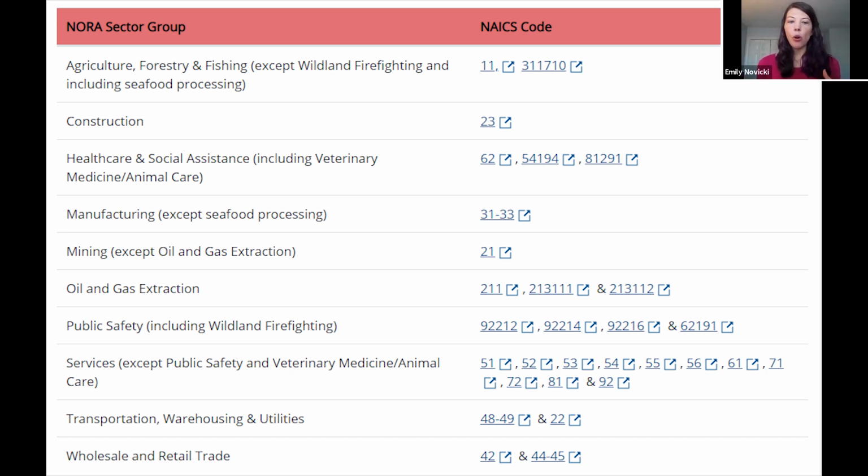If I don't know where something goes, I'll Google the name of the industry or the occupation and then the phrase NAICS code. And then it'll usually pop up something where I can figure out, okay, it's this 5-digit NAICS code, and then I'll refer back to this table, and it'll be like 53887. And so I'll go, okay, 53 is in services. And I can click here and learn more about it. We have this chart on both the goal selection webpage and on the NORA webpage.